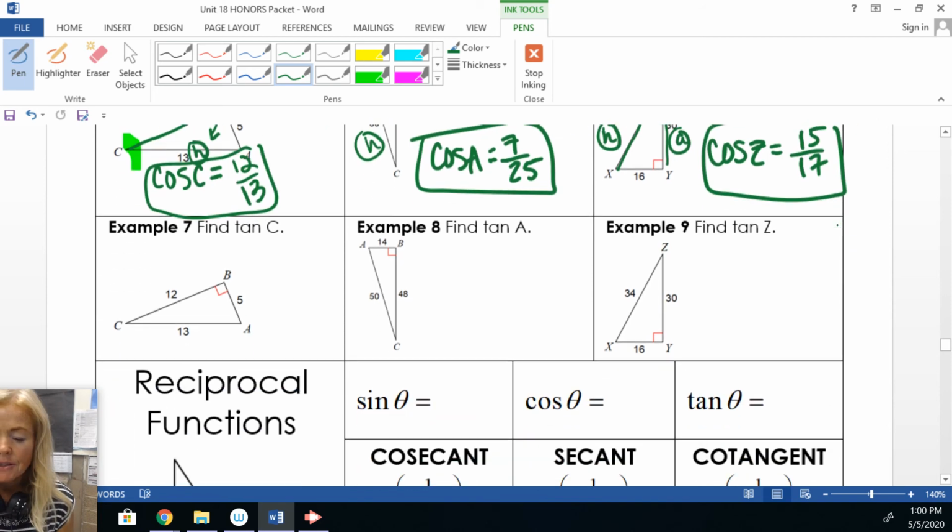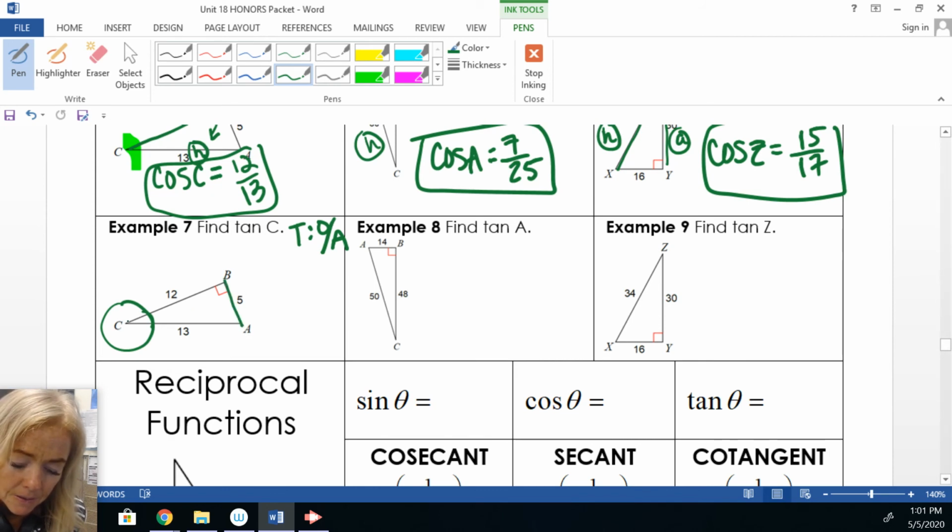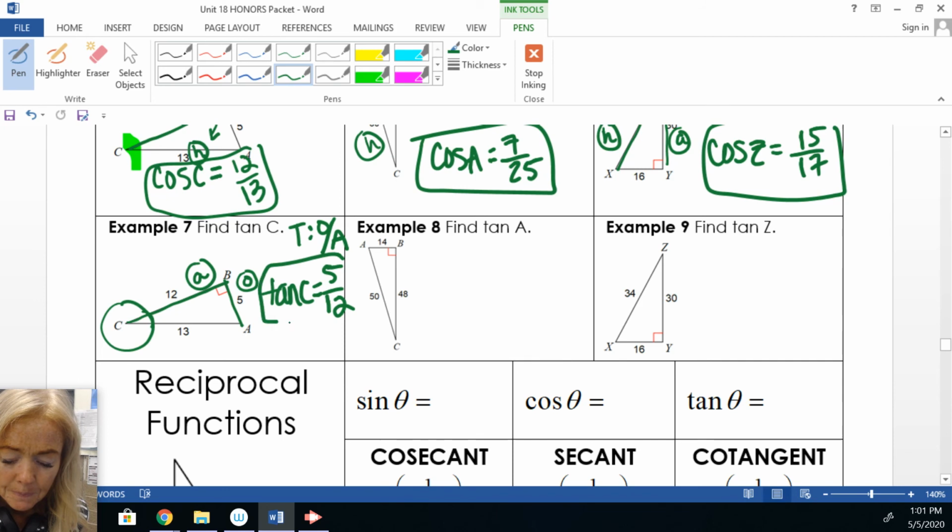All right, tangent is TOA. It's opposite over adjacent. So once again, we find our angle, C. Okay, opposite and adjacent. So that means hypotenuse is not used in tangent. In fact, that helps a lot in real life. A lot of the applications are tangents. So anyway, we have 5 and 12 that make the legs. So in tangent, we only use the legs. So opposite is 5 and adjacent is the leg that runs right into the angle C. So you would say tangent C is 5 over 12.